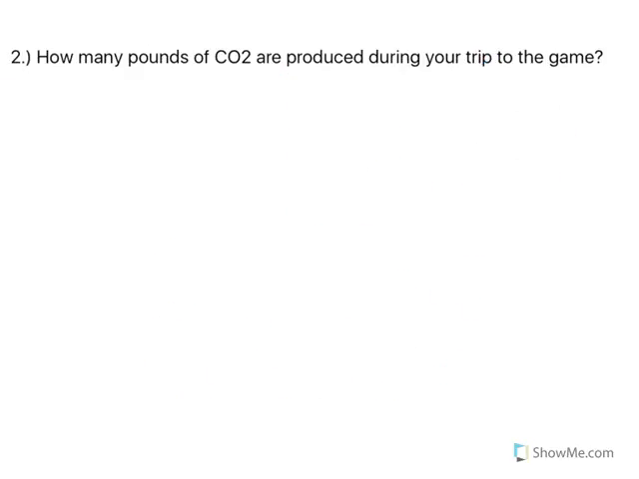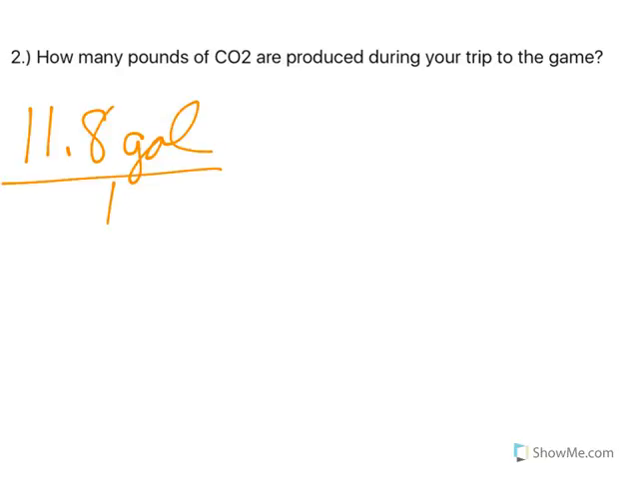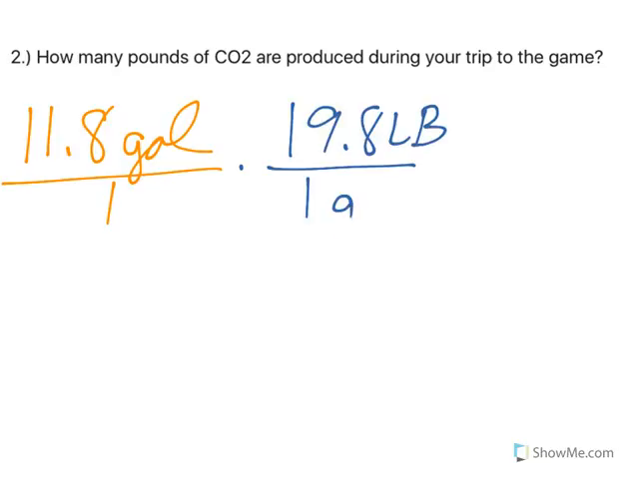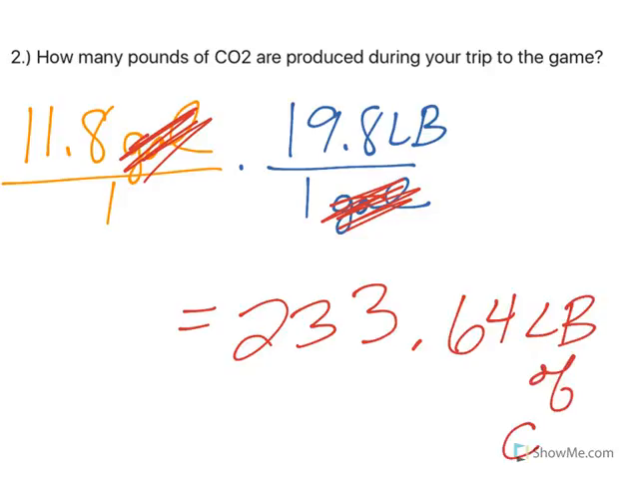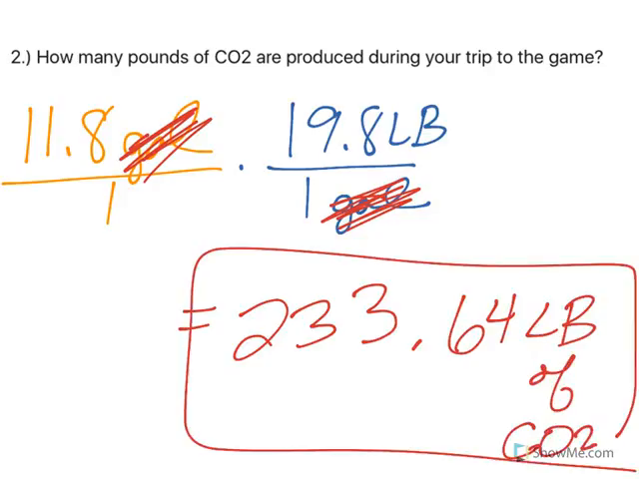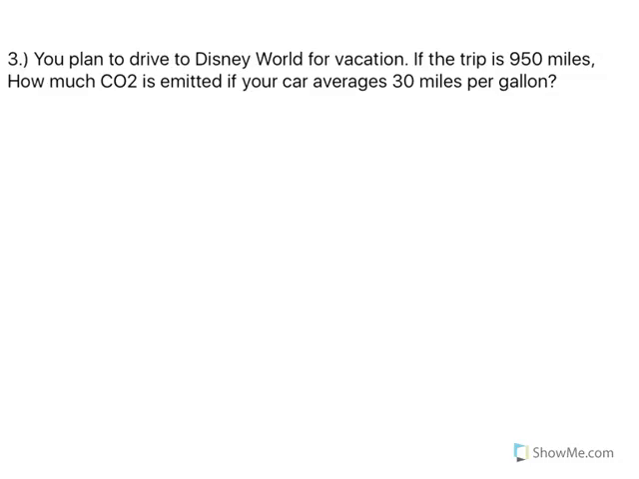How many pounds of CO2 are produced during that trip? Well, if I use 11.8 gallons from that previous problem, I know my CO2 is 19.8 pounds of CO2 per gallon of gas. So my gallons here cancel out, I multiply straight across, and I will produce 233.64 pounds of CO2 from this trip back and forth to the game.